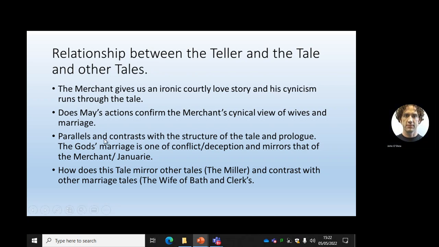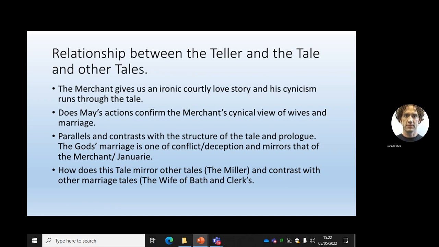Okay. Parallels and contrasts between the tale and the prologue are really important. One other thing you should consider, perhaps, is that the tale mirrors other tales. And you should know about the marriage group of tales, and the Miller's tale, and the fabliau.